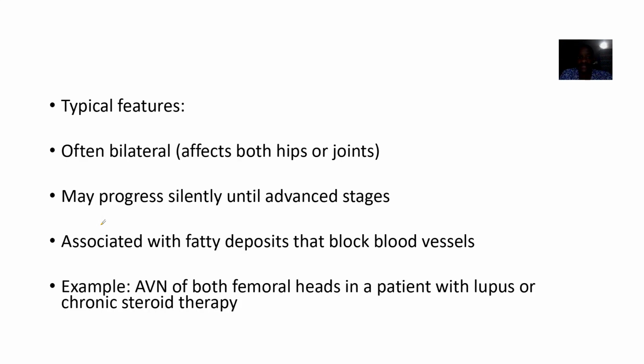Alright. So typical features: the one that is not due to injury usually affects both sides. Yes, because it's a systemic issue, so it comes on both sides. It may progress silently until advanced stages, associated with fatty deposits that block blood vessels. Examples are avascular necrosis of both femoral heads in a patient with lupus, or a patient who has been using steroid therapies for a very long time.